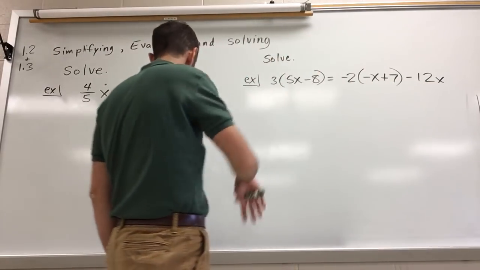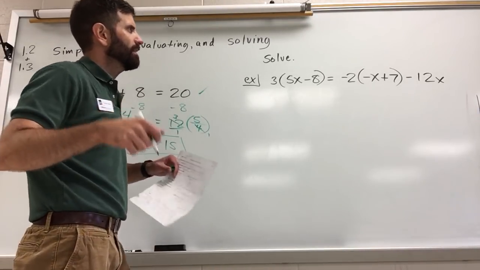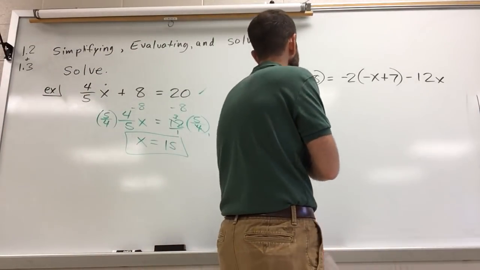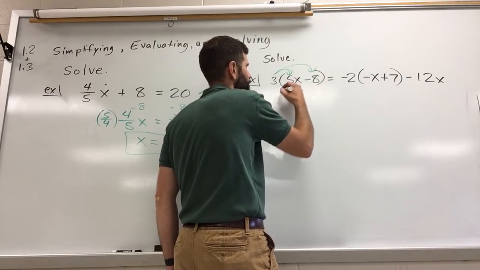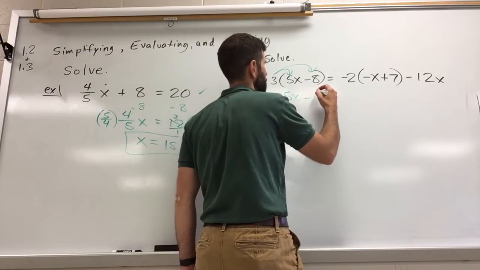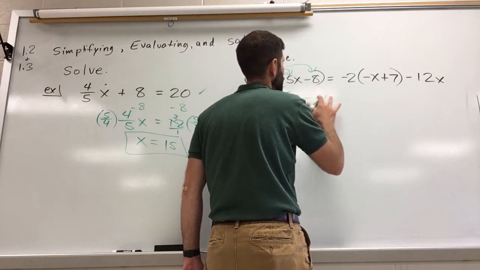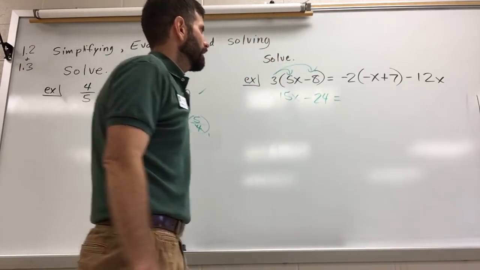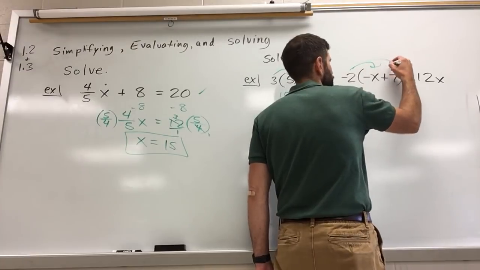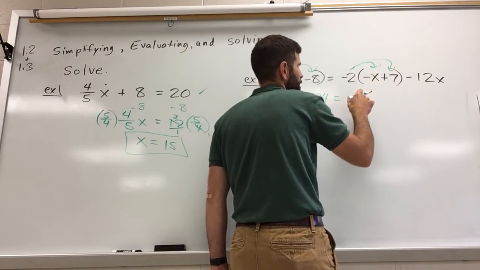So let's actually take some time just simplifying both sides and then see if it's a little bit easier to deal with. On this side, I'm going to simplify this by the distributive property. Whoops, minus 24. Distributive property. You stop at the parentheses there. It's just this times this.